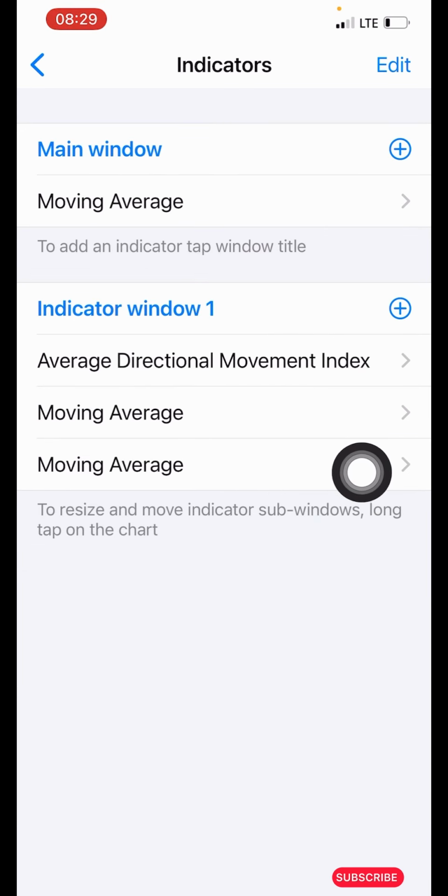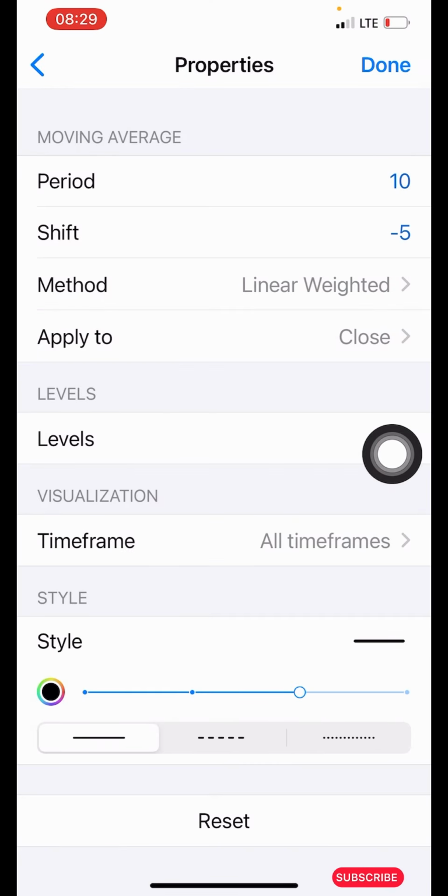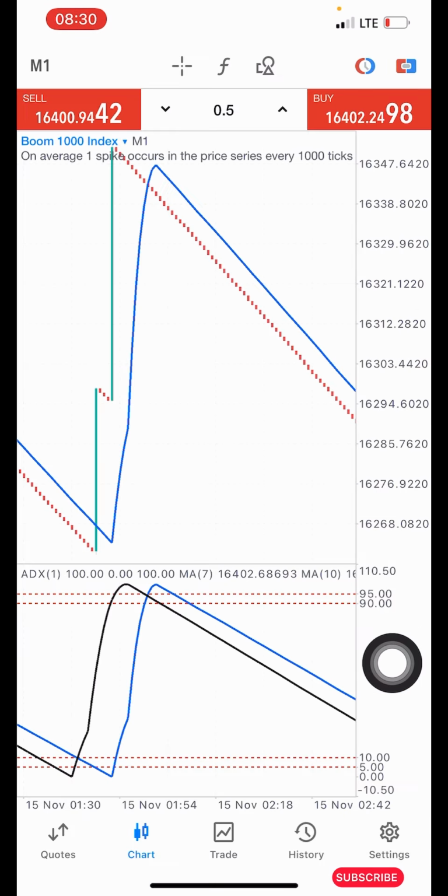Now the last indicator we have here is still a moving average. You click on this plus icon again, you search for the moving average. The period is 10, shift is -5, method is linear weighted, apply to is close, the level you leave it as it is, time frame is all time frame. The style you make it color black, 3 pixel, and then you click on done.